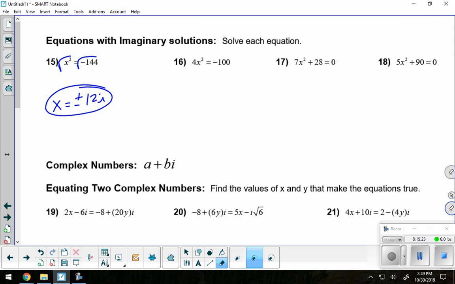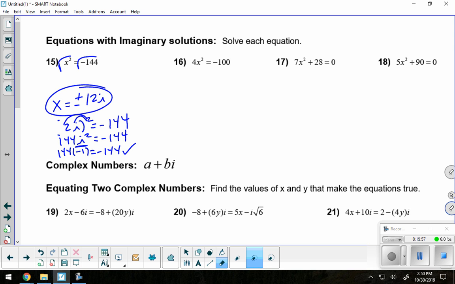Okay, so if you plug 12i, positive 12i or negative 12i back into the original problem, you will get negative 144. And again, if you don't believe me, plug positive 12i in. You have 12i squared, and that should equal negative 144. Well, square the 12, square the i, that's 144 i squared. And that should be negative 144, and it is because, again, i squared is just negative 1. So if you have 144 times negative 1, that's going to be negative 144, so it all checks out.